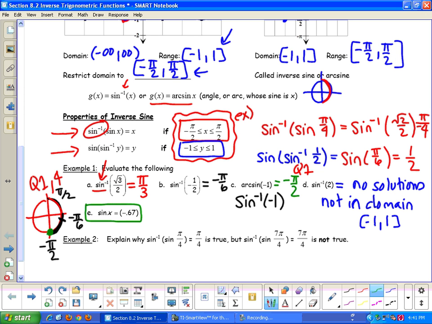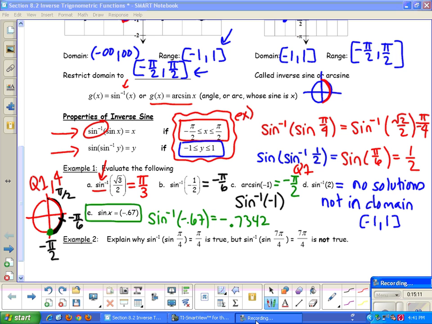So in order to solve this, I can just use my calculator and do the sine inverse of negative 0.67, and see what it's going to be equal to. So if I take my calculator, I would make sure I'm in radian mode when we're doing these. So if I do the sine inverse of negative 0.67, I get my answer equal to negative 0.7342.